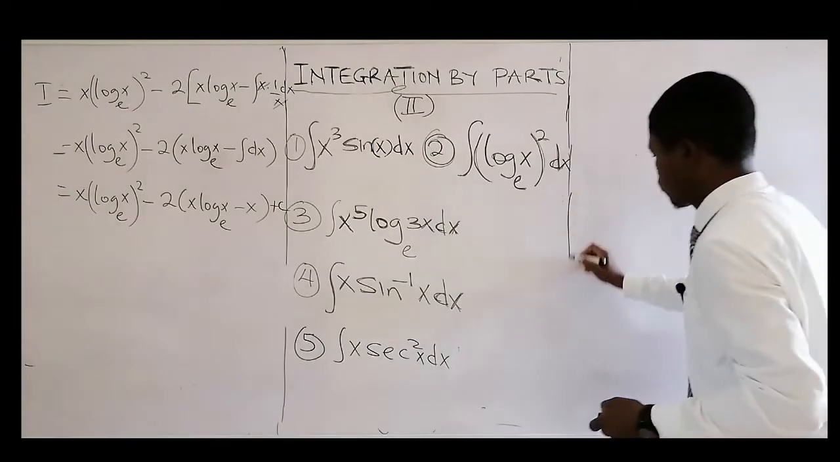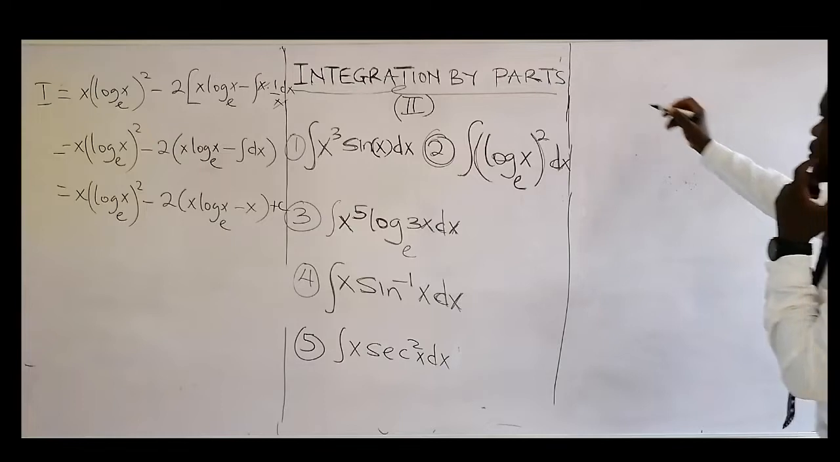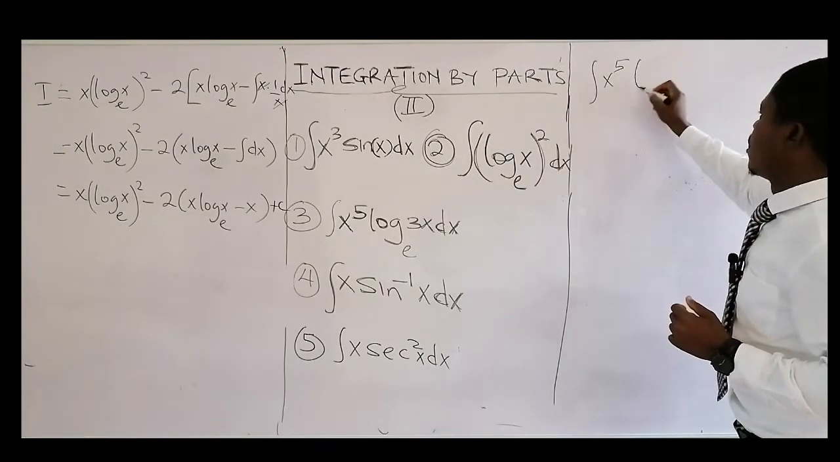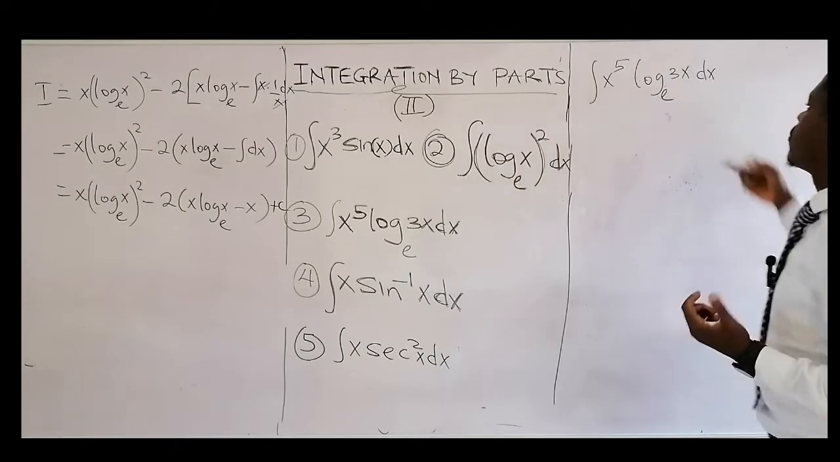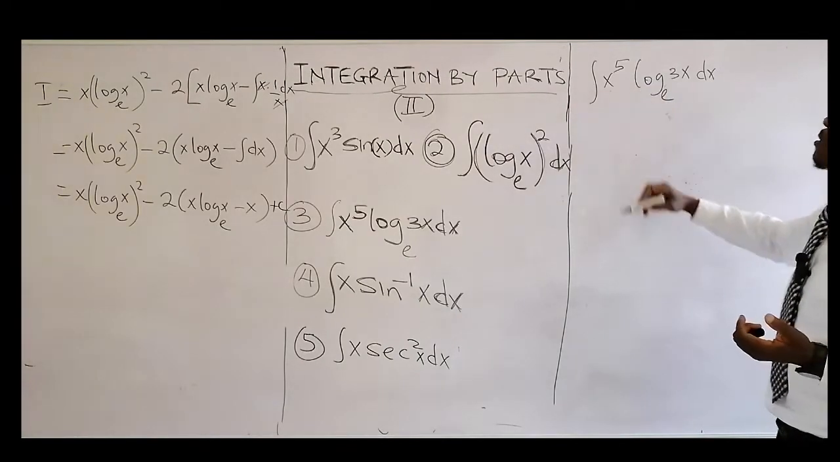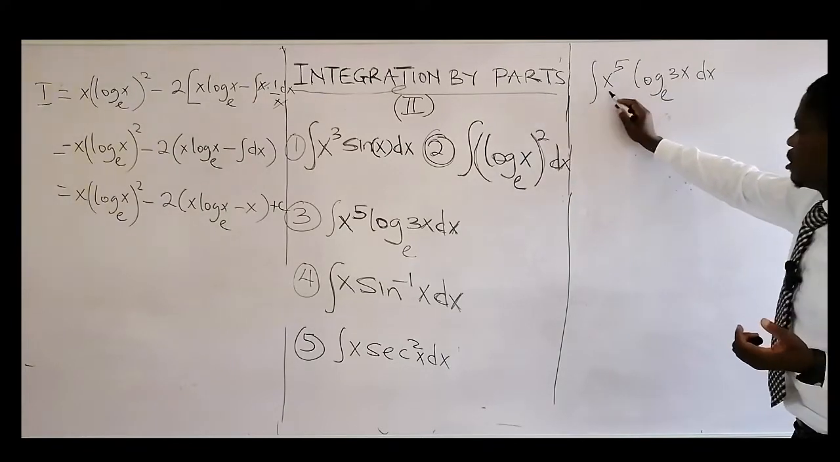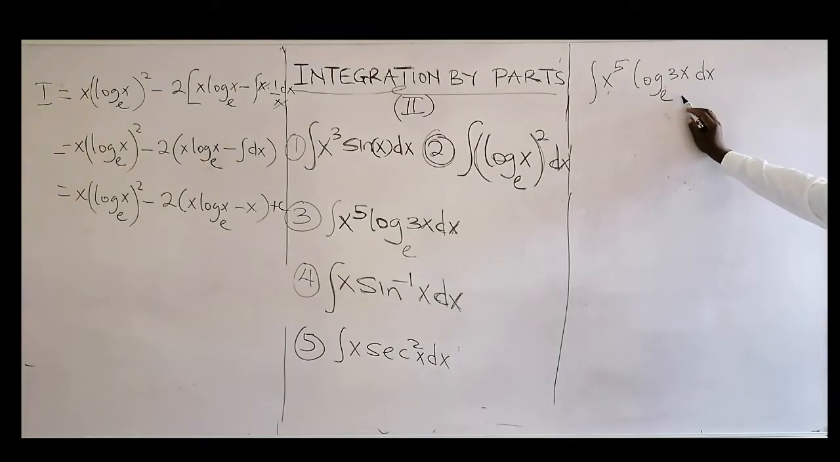Go to question 3. For question 3, we have the integral of x to the power 5 times log 3x base e dx. So if you check very well, this is differentiable, we know that. This is also differentiable. This is integrable. You can integrate this, but you can't integrate log. You can only differentiate this.